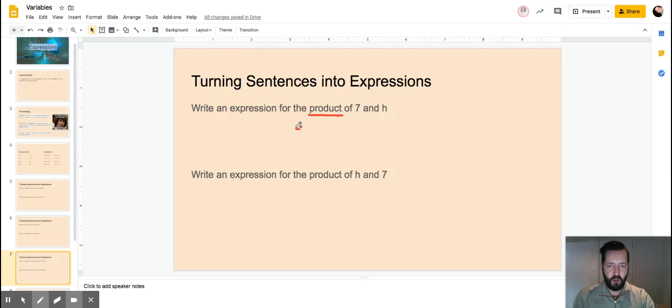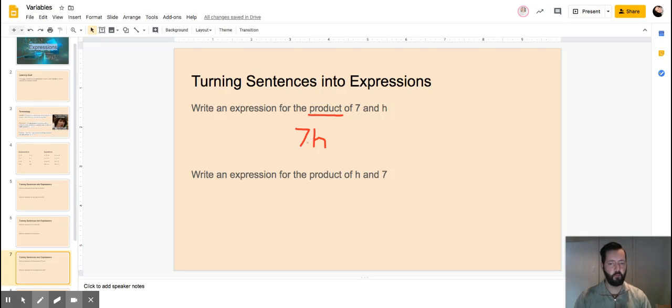Now, mathematicians all over the world have also agreed on this, that whenever we're multiplying a number and a letter together, it is the proper thing to do to write the number first and then the letter or the variable after it. And remember, with multiplication, we don't have to put a multiplication sign between the number and the letter.